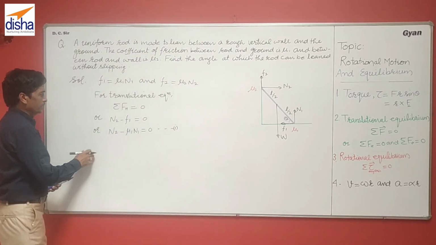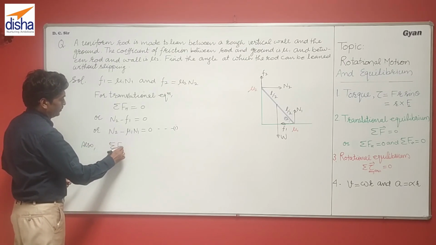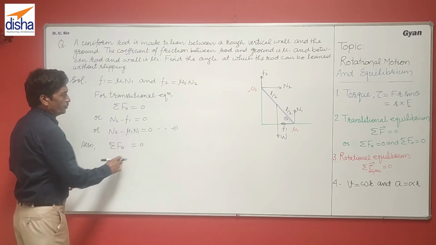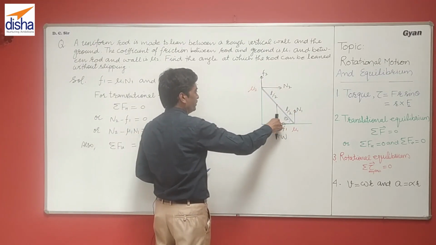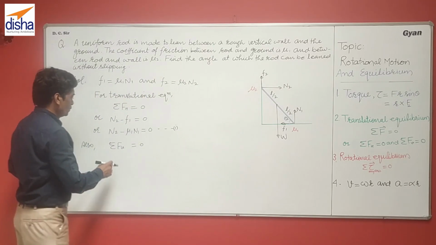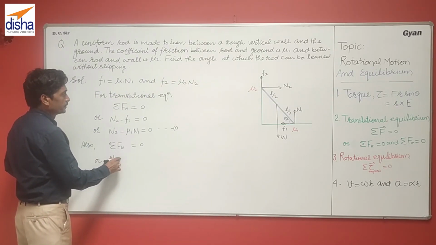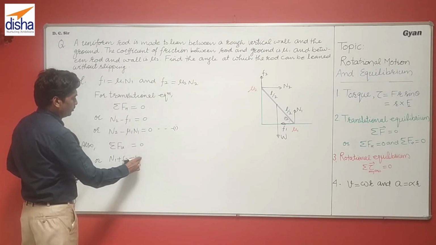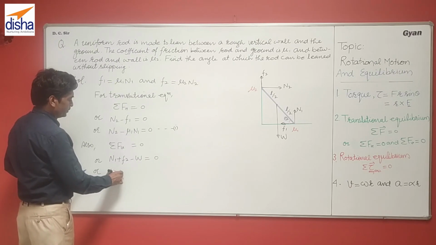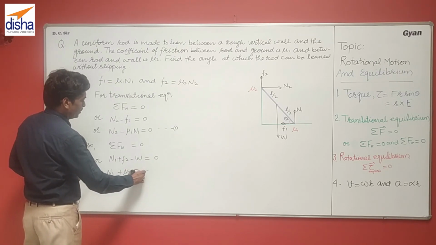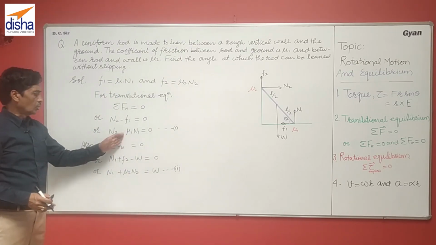And in the vertical direction, summation Fv is equal to 0. In the vertical direction there are three forces: N1 and F2, and another one is the weight in the vertical downward direction. So we can write N1 plus F2 minus W is equal to 0, or N1 plus mu2 N2 is equal to W. Okay?